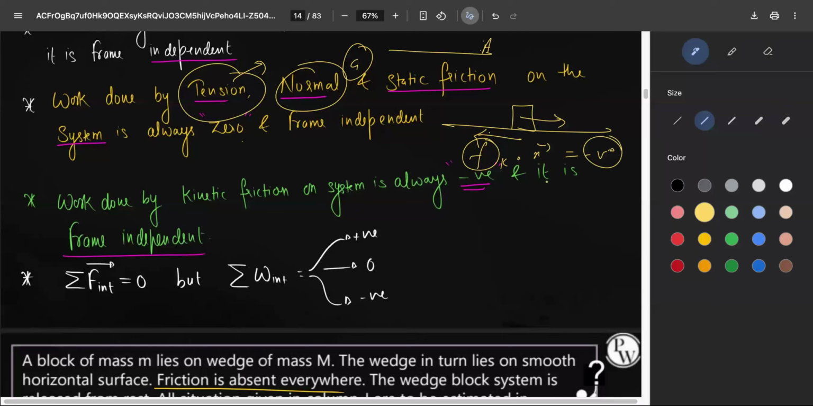But in the case of static friction, it is only applied while the object is at rest. It has zero velocity. In that case, F dot x will come out zero, because the displacement is zero.